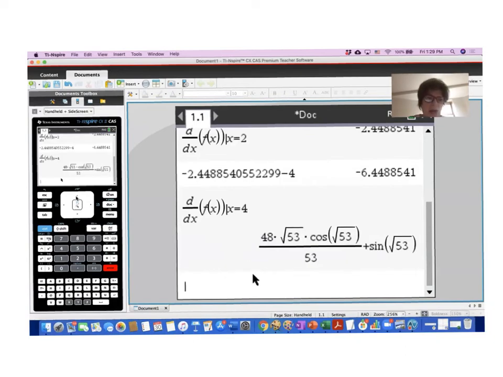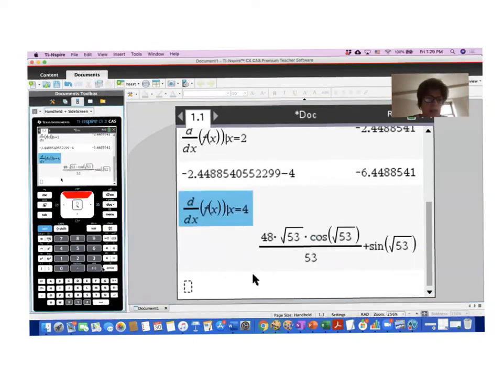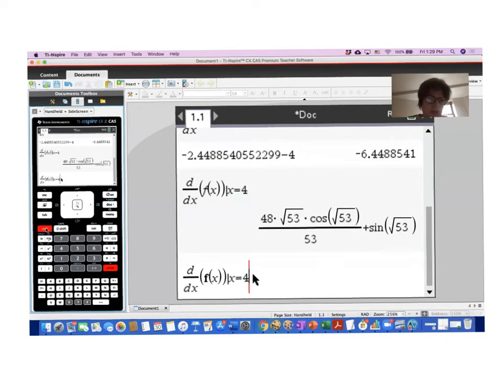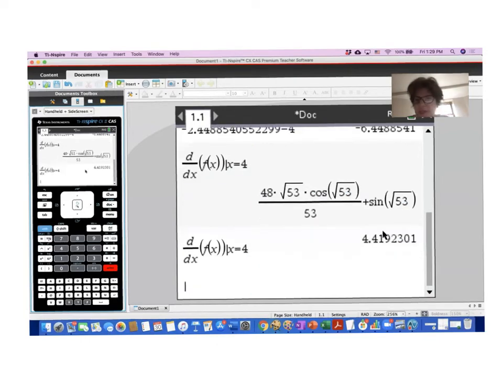Again, I get the exact value. I go up and I press enter and I do control enter. And this is the approximation. Now do not round this answer. So now we're going to use the product rule. And this is how we're going to do it. I'm going to write the derivative of f at 4. So I go up to this and I highlight it.